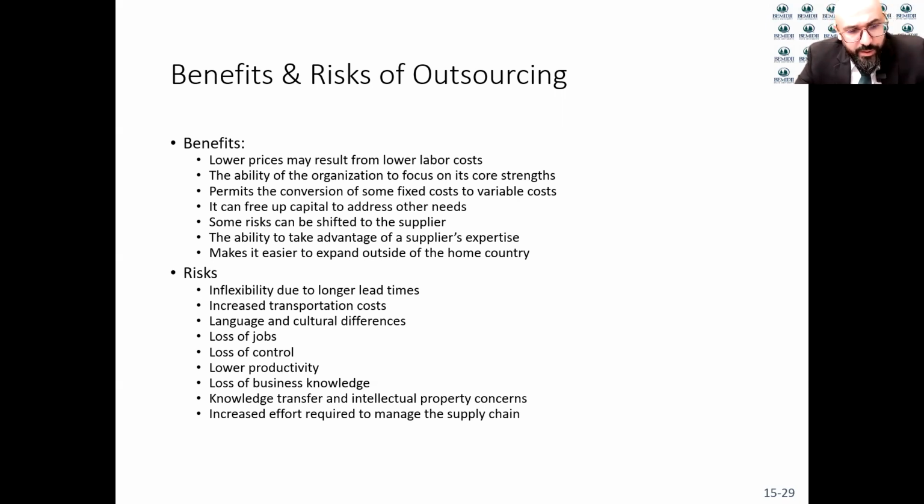Increased effort required to manage the supply chain. So that's also another big issue, where you have multiple parties, not just 1, 2, 3, multiple people you have to deal with. So you probably want to consider what would be the best way to manage all these people.